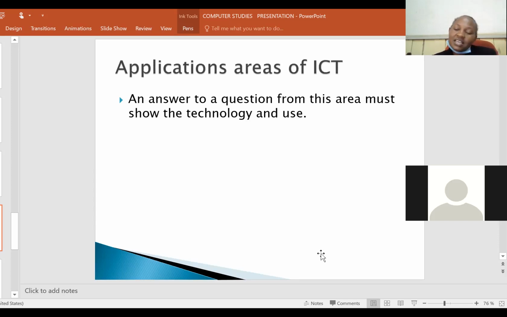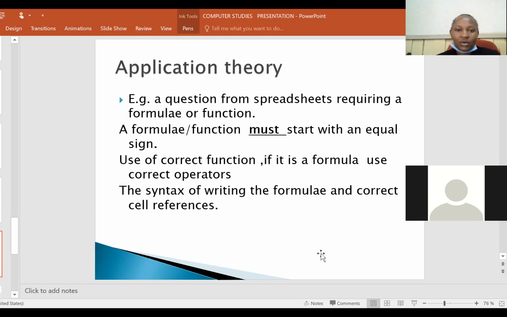The technology is database. If we're talking, let's say, of computers being used in places where calculations are required, we should not just say computers are used to perform calculations. How now? You should be able to say computers can be used to perform calculations using spreadsheet programs. At that point, you have shown the use, which is performing calculation, and the technology, which is the spreadsheet program. At that point, you are okay.